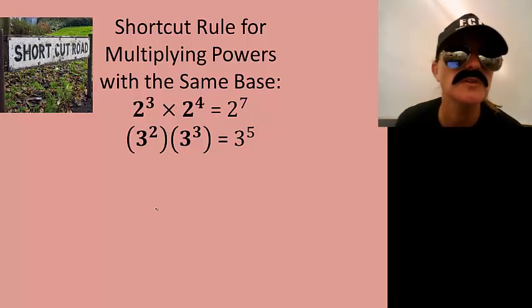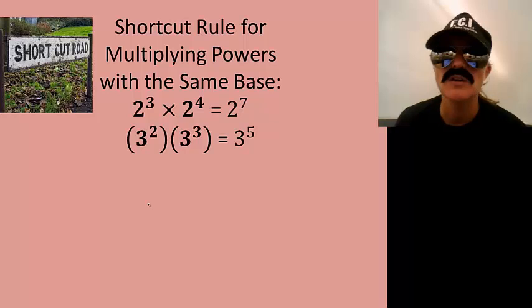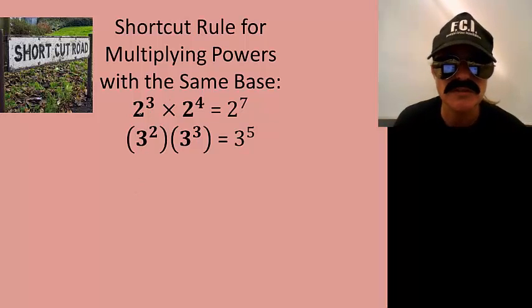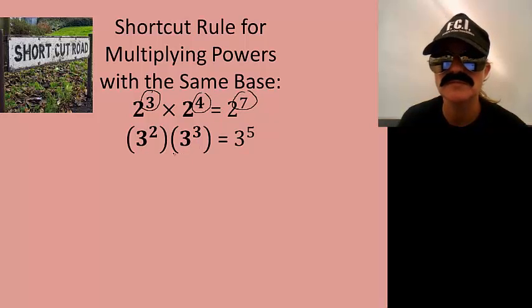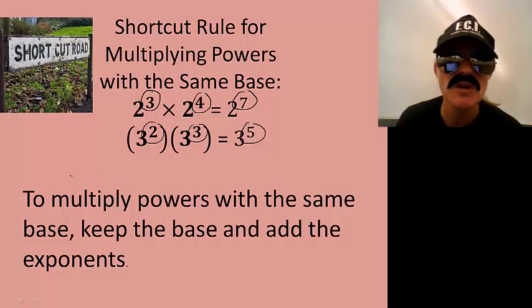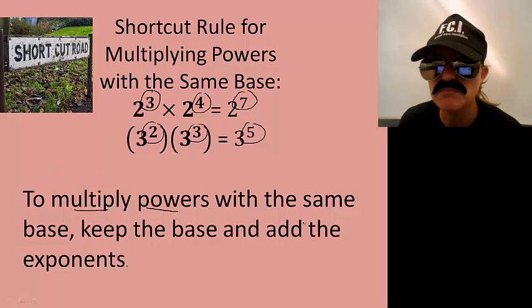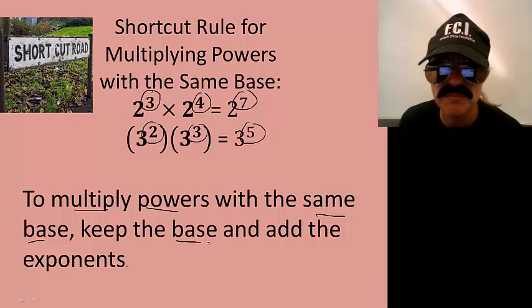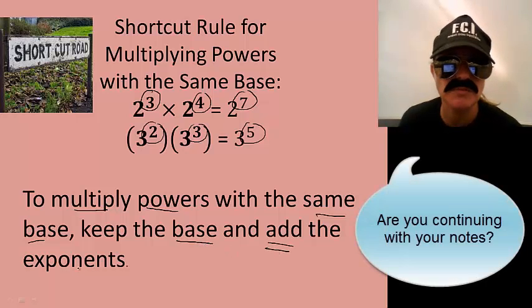Now, there is a shortcut where you don't have to write out all those 3's. What if you had, I don't know, 3 to the 20th and 3 to the 50th? That would be so many 3's. Now, do you notice up here the bases are the same? Look at the exponents. What did we do to get that answer? That's right. If you are multiplying the powers with the same base, that's the key. The base has to be the same. You will keep that base and then add the exponents.